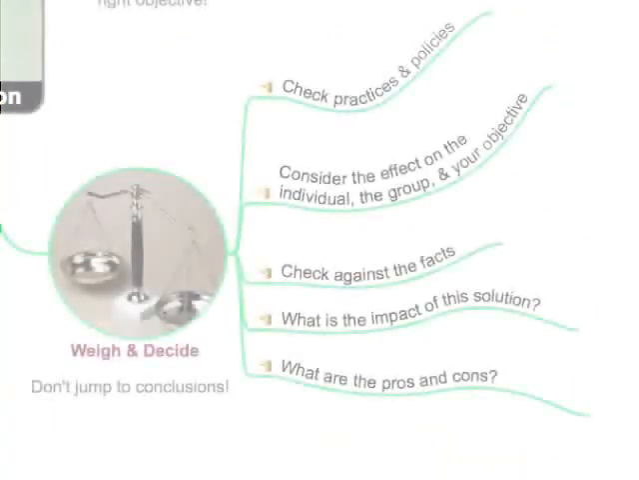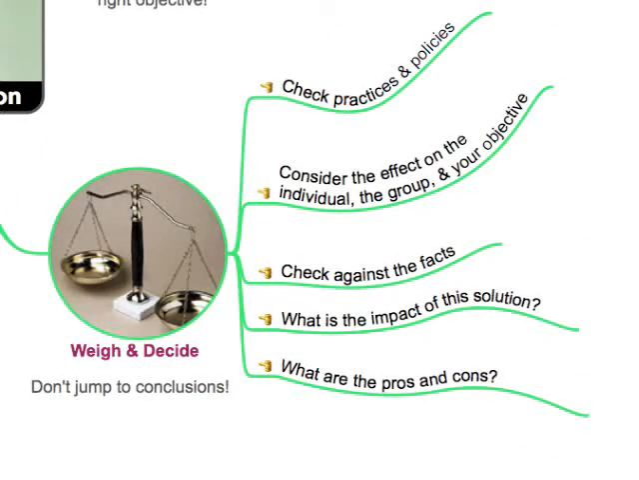So the next step is to weigh and decide. During brainstorming, you were not judging anything. Ridiculous ideas were recorded along with sensible ones without any judgment. So now it's time to organize the information into different categories where you can have a branch for each category and the proposed solutions and ideas as sub-branches. Remember that there are always multiple solutions to any problem.